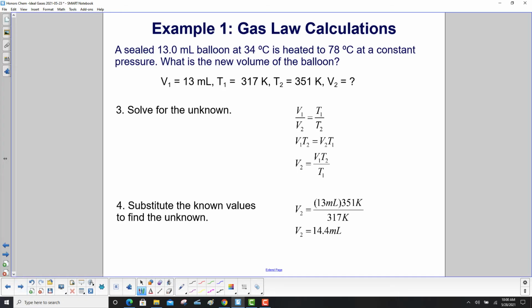Solve for the unknown, and the unknown is V2. So we cross multiply, we get V1T2 equals V2T1. Divide through by T1, and we now have V2 isolated on the left side. And finally, at the very end, substitute in our variables and our givens there. Kelvin goes out. We're left with 14.4 milliliters.